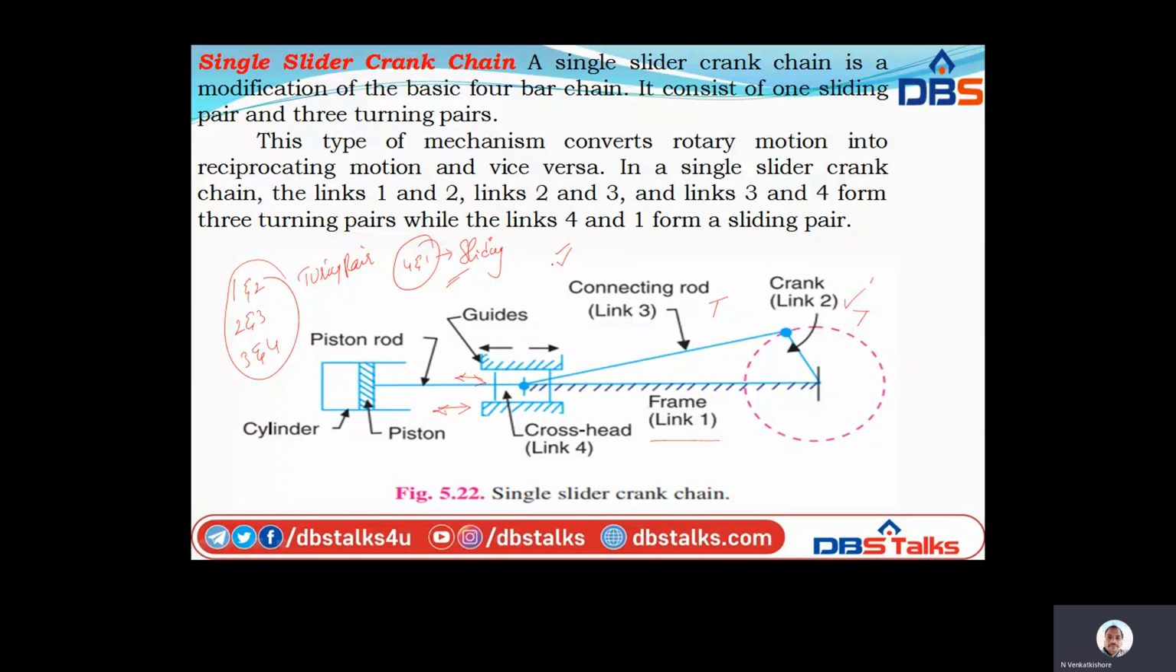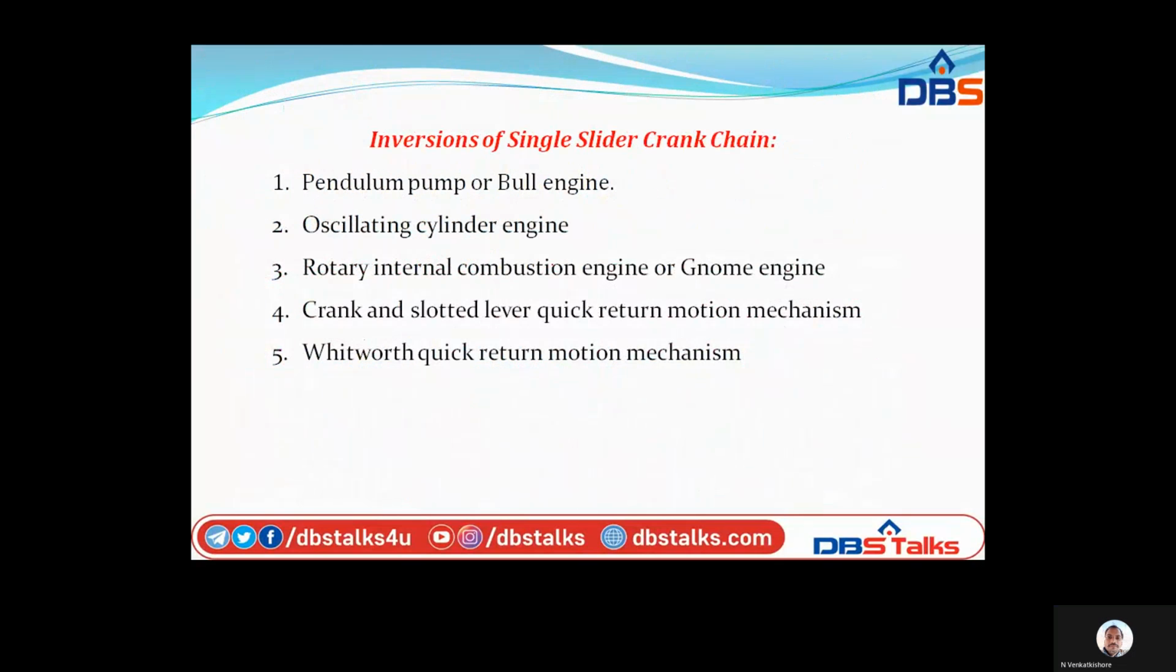What about the inversions? The inversions of the single slider crank chain result in the following mechanisms. One is pendulum pump or bull engine, and oscillating cylinder engine, Gnome engine, crank and slotted lever mechanism, and Whitworth quick return motion mechanism.